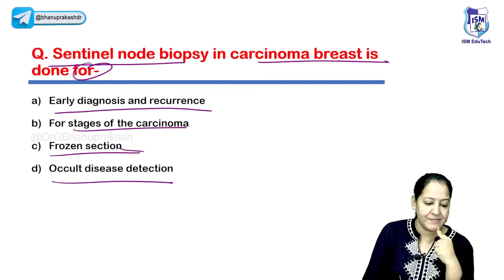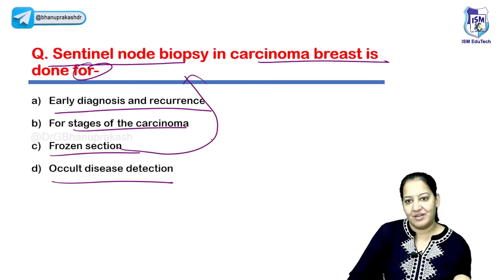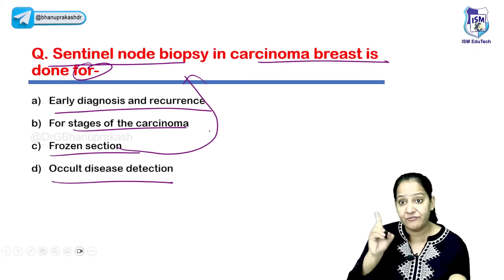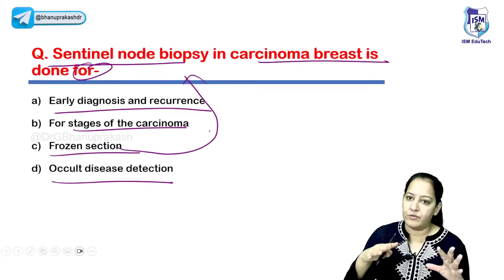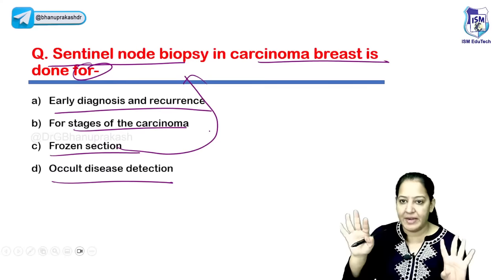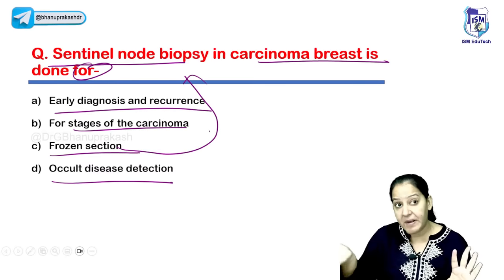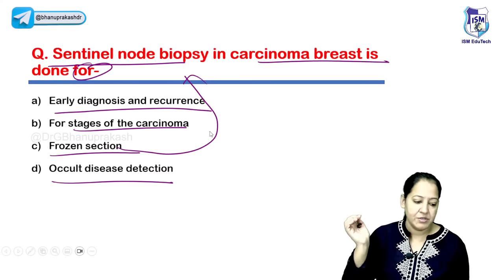The sentinel lymph node biopsy is usually done for the frozen section. In the frozen section, we test the first lymph node, whether it is involved or not involved. If it is involved, we take a call to remove all other lymph nodes. If it is not involved, we leave the remaining lymph nodes, and we prevent the patient from lymphoedema. So you all are right.